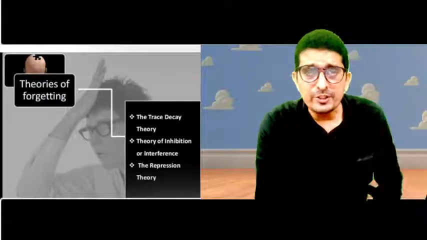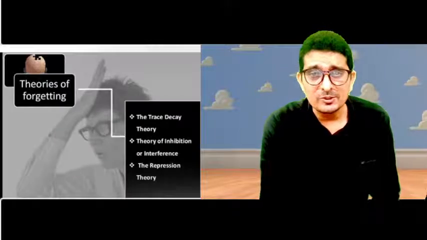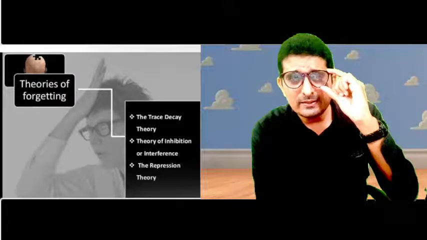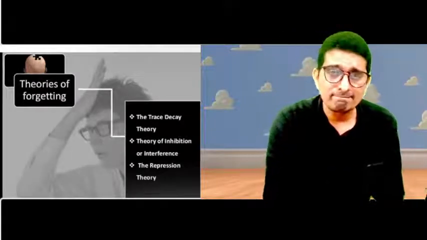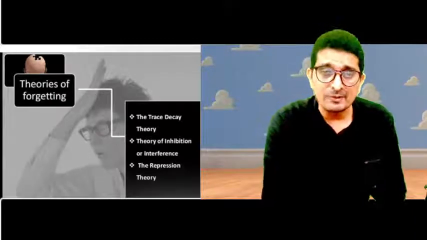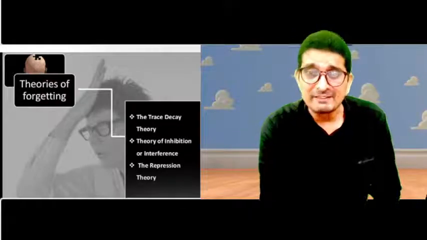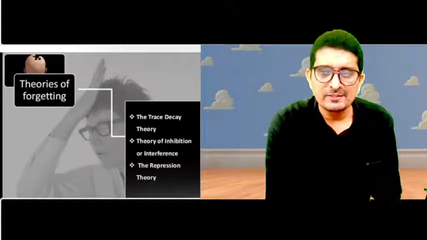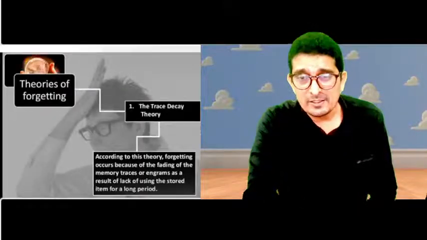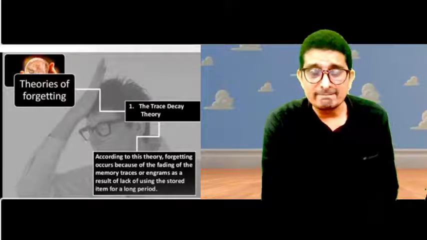Now, in this video, I would like to bring your attention to theories of forgetting. There are three major theories of forgetting: the trace decay theory, the theory of inhibition or interference theory, and the repression theory. We can just look at these theories. The first theory is the trace decay theory.